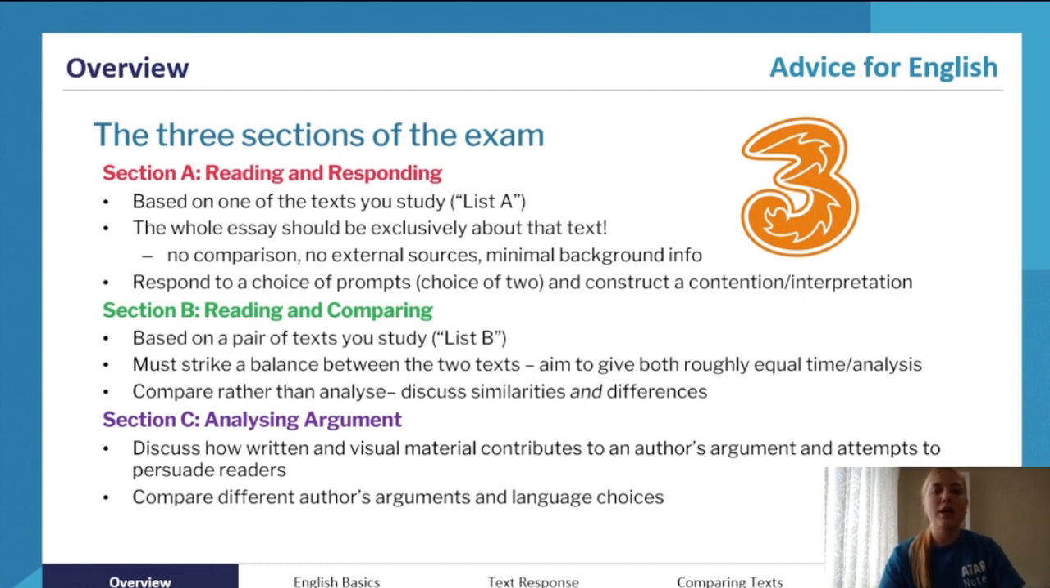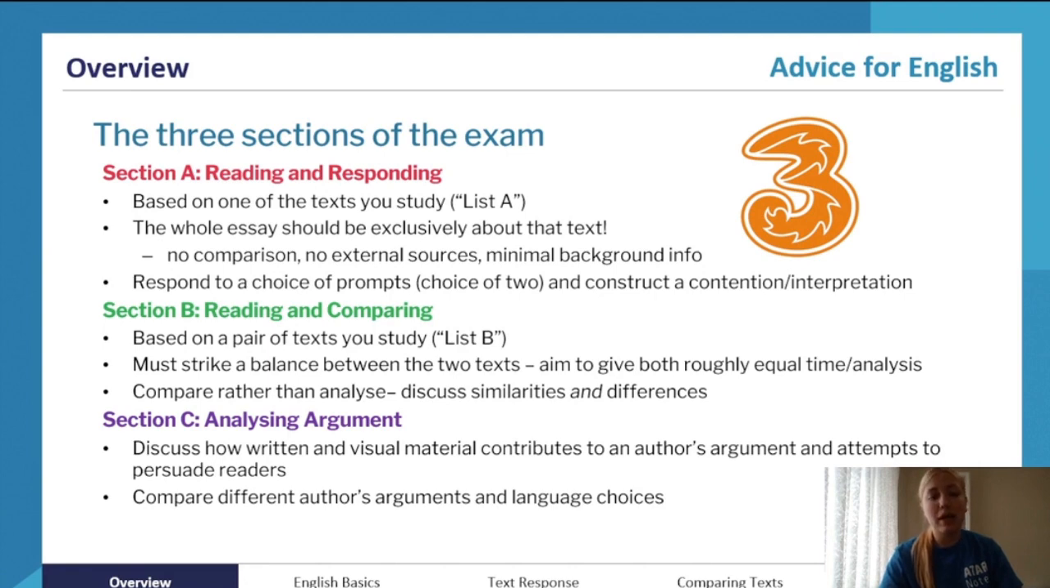No comparison, no external sources being used, and very minimal background information. Of course, your socio-political and potentially cultural context is what you will be introducing and writing a bit about, relating some of your analysis back to. You'll have a choice of two prompts, and you will have to write an essay that forms basically an interpretation in response to the prompt, and you'll only choose one of the prompts.